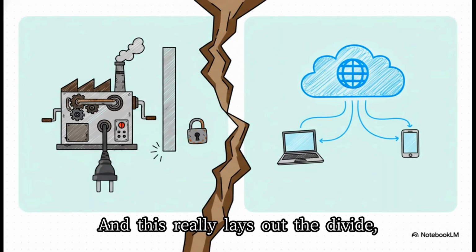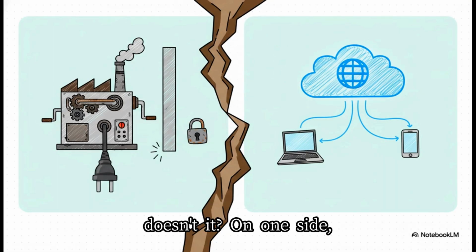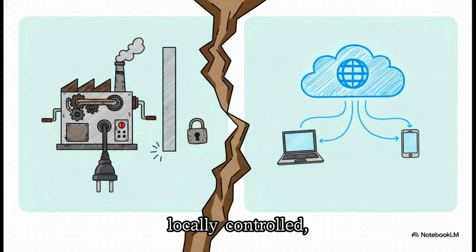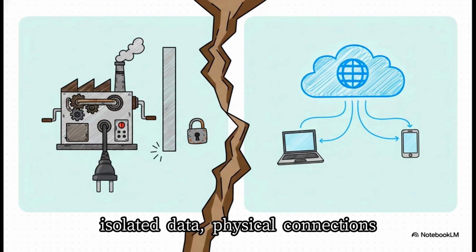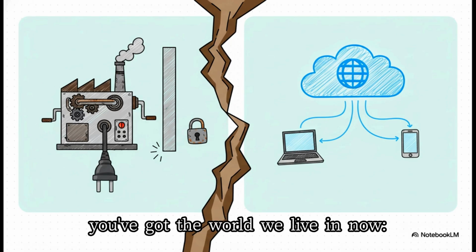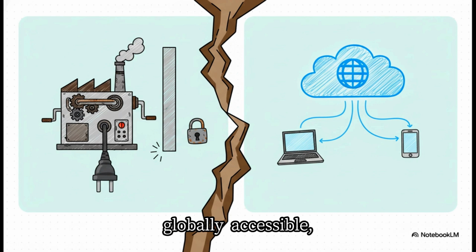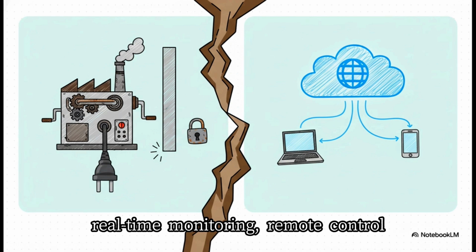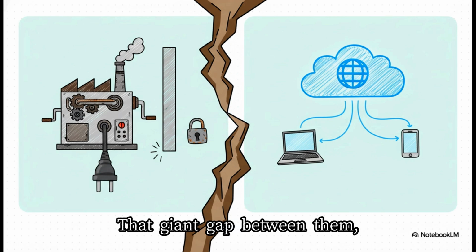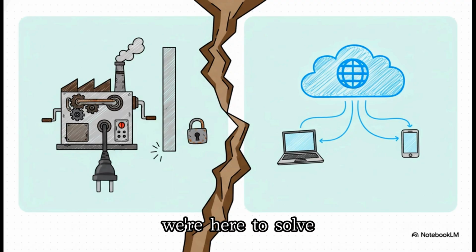And this really lays out the divide, doesn't it? On one side, you've got the old world: locally controlled, isolated data, physical connections. On the other side, you've got the world we live in now: globally accessible, real-time monitoring, remote control. That giant gap between them, that's the exact problem we're here to solve.